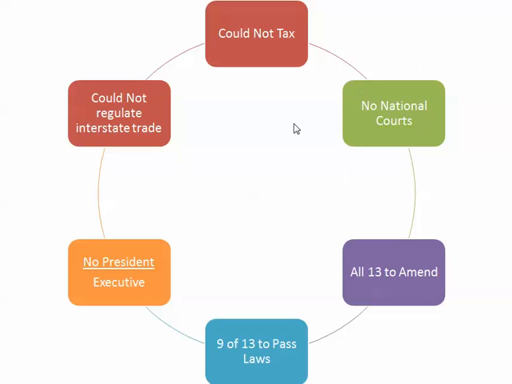There was no national court, so the farmers couldn't go anywhere to complain or have a forum to deal with their state and its policies. So there was no Supreme Court or federal court system. In order to change the Articles, you needed all 13 states to agree. That was kind of hard to do. 9 out of 13 to pass laws was difficult. There was no president, no executive branch, no commander-in-chief to go out and put down rebellion. And then the national government could not regulate interstate trade.